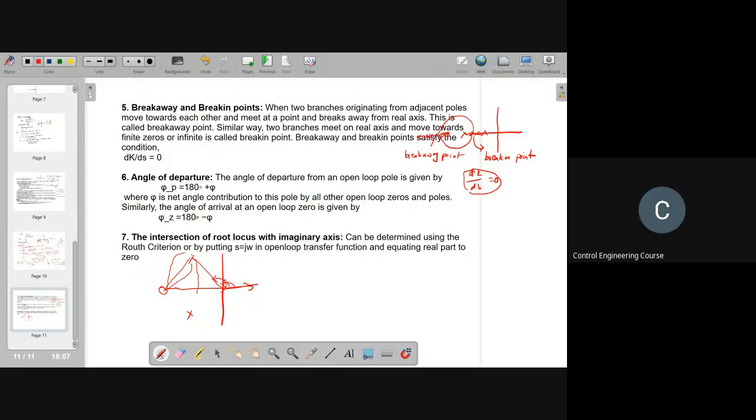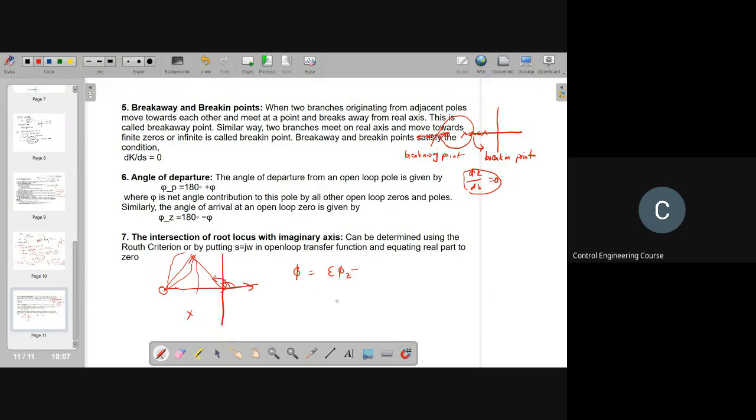So here the formula for that is the angle of departure is equal to 180 plus phi, where phi is the sum of the zeros. That means the contribution of each zero to the test pole. Let us say this is the pole P1. I will draw it clearly. Give me some time.